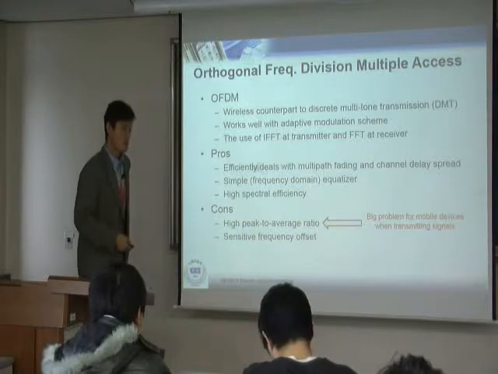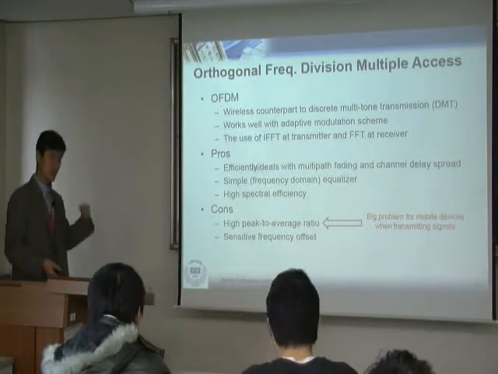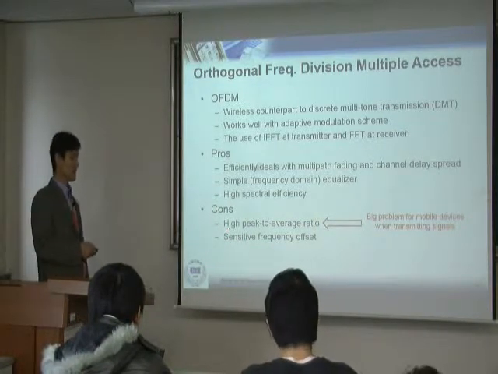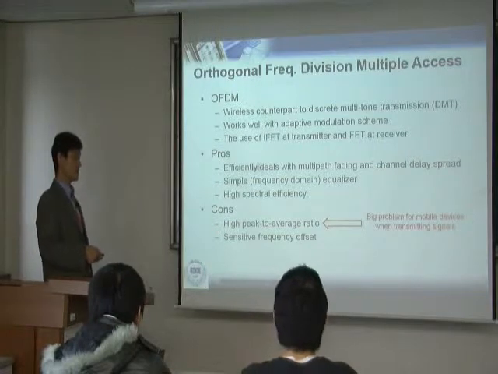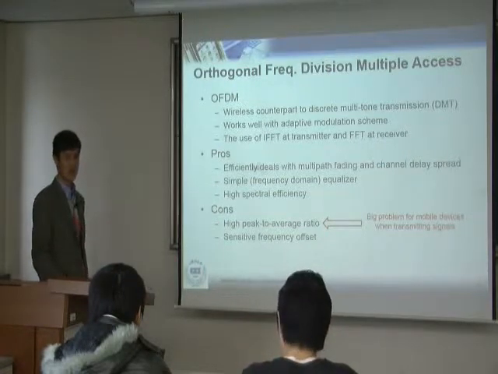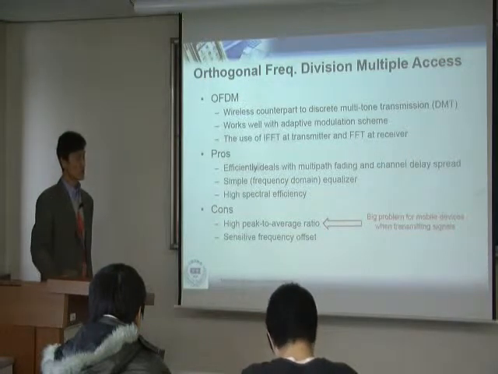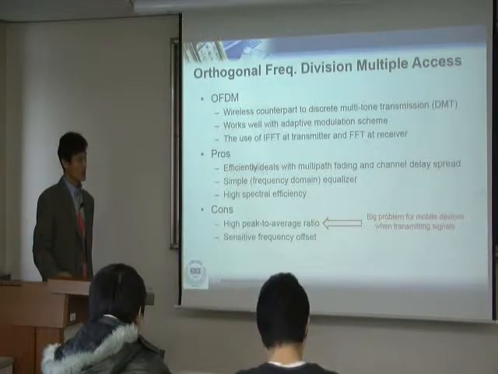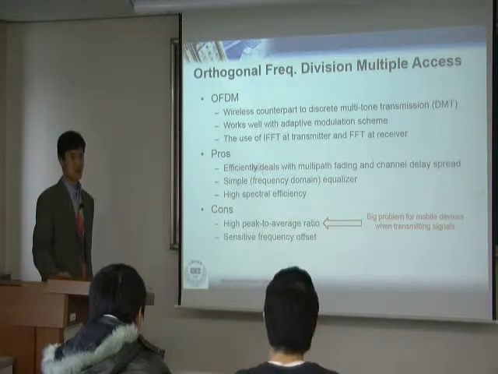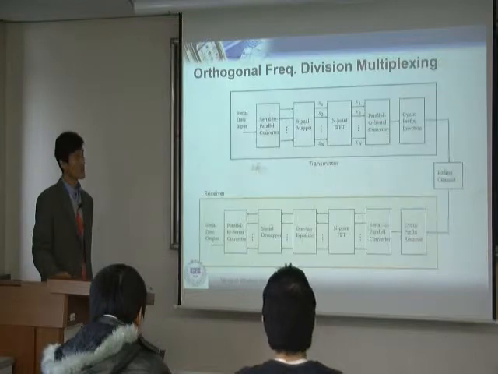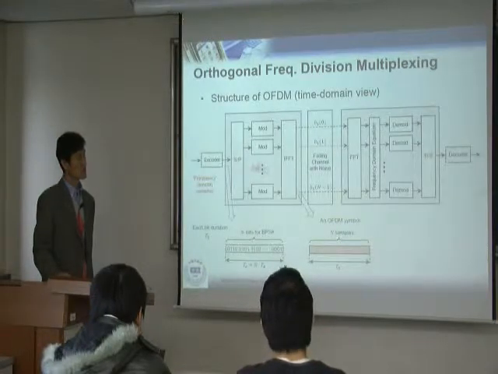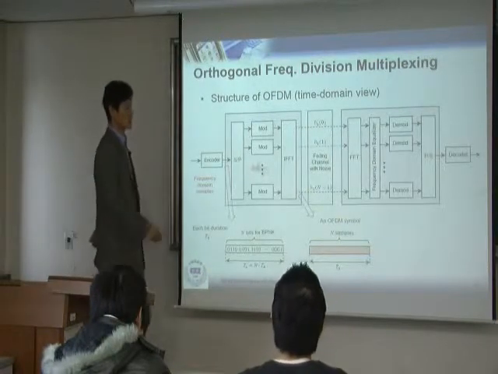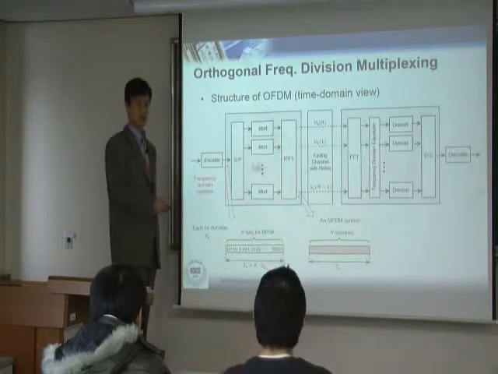But there are also bad things. Yeah, this is the biggest concern of OFDM. High peak to average ratio. Okay? Why do we have this problem? Go back to this one, right? The main problem comes from the IFFT structure.